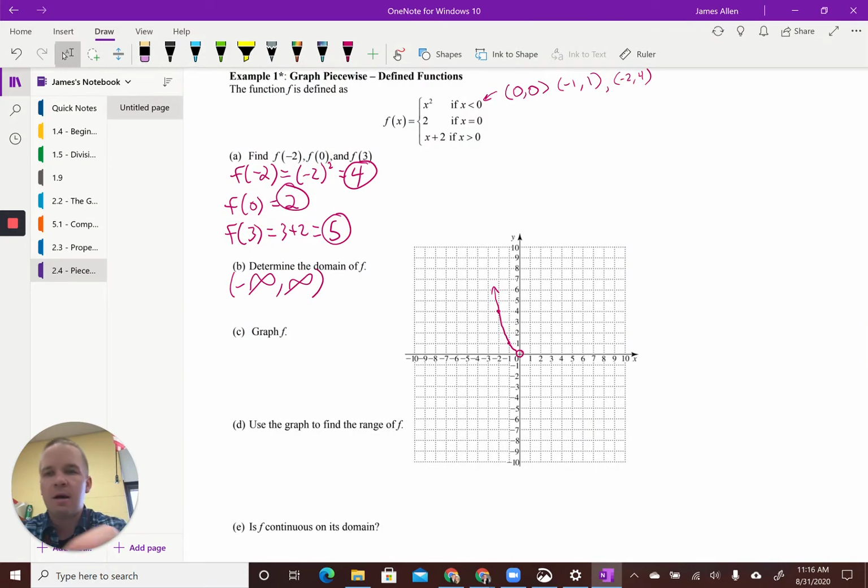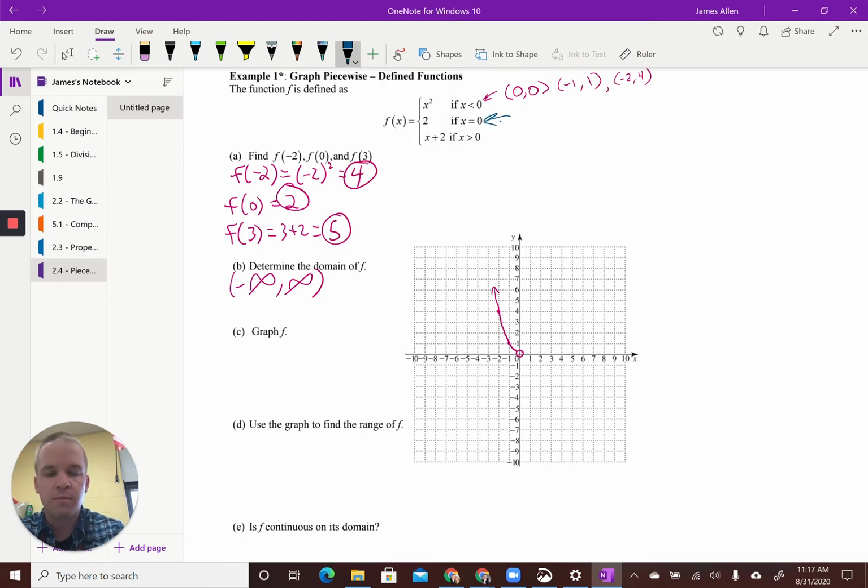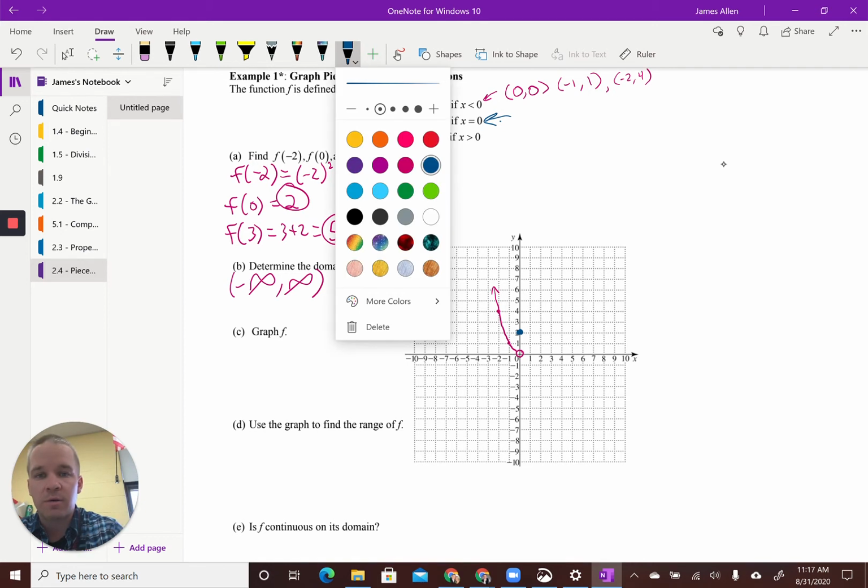Now I'm going to do some different colors here. You don't have to do that, but just to showcase the different pieces of this piecewise function. So we'll do this next one in blue. It's just when x equals 0, our function value is 2. So it's just one point right there. That's it. That's a closed circle. And then the last one we'll do, I'll go with green.